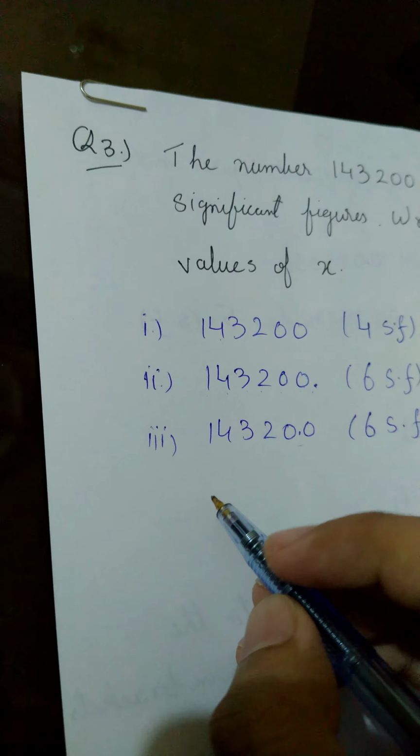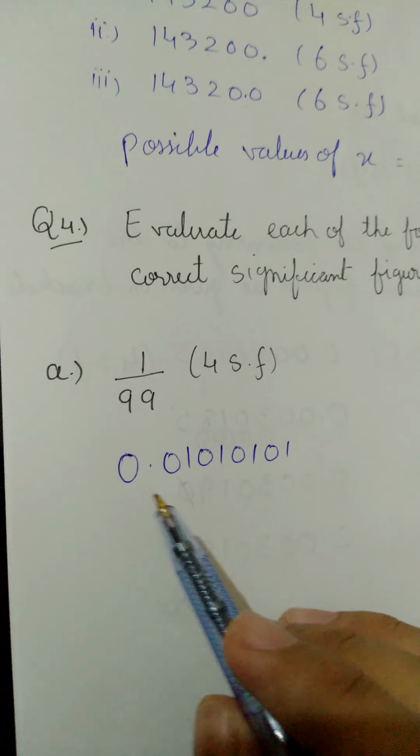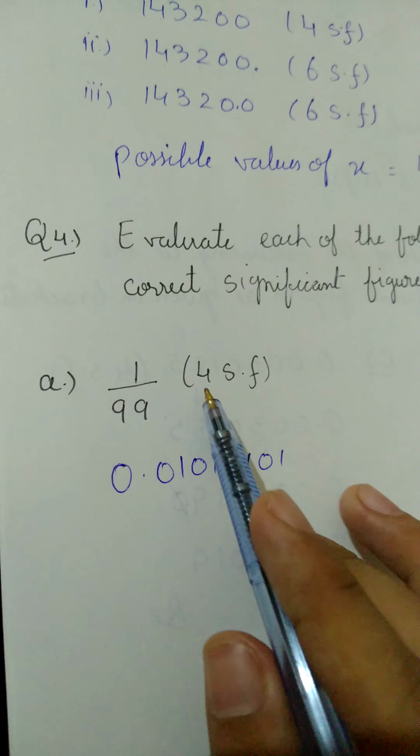Okay, here we have question number 4. Again, this is a very easy question. I have to solve this fraction using the calculator, and then I have to give my answer correct to 4 significant figures in this part. So 1 divided by 99, as you can see in the calculator, is 0.01010101, and so on, it goes on. But I have to write my answer till only 4 significant figures.